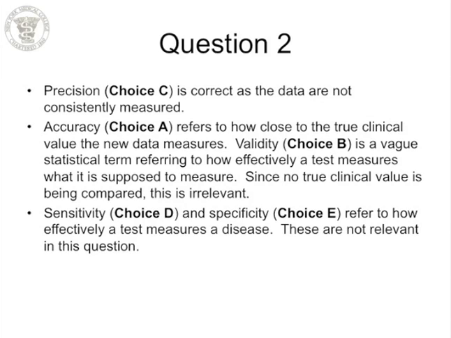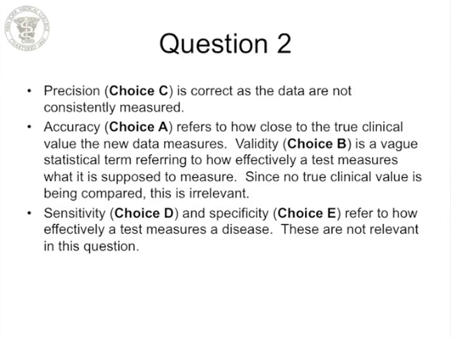Precision is the correct answer in this case, as the data are not consistently measured, and accuracy refers to how close to the true clinical value these data measure, and it's irrelevant in this case. And validity is this vague statistical term, very similar to accuracy, but it refers to how effectively a test measures what it's supposed to measure. This is kind of a vague term, so it can be subject to interpretation. Since no true clinical value is being discussed in this case, this is again an irrelevant choice.